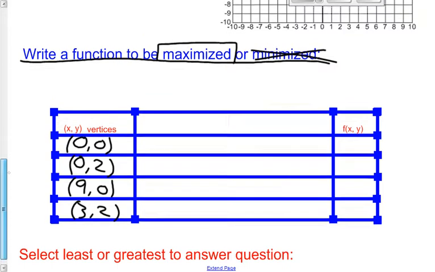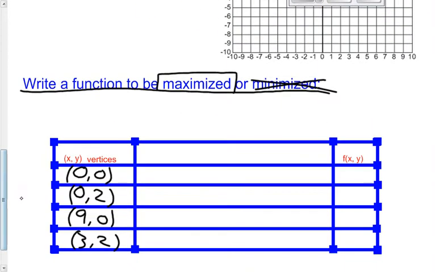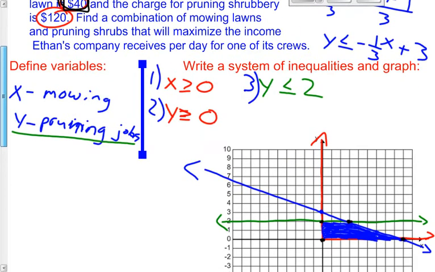So if he does 1 mowing job, he makes 40 bucks. If he does 2 mowing jobs, he makes 80, 3, 120, 4, 160. However many mowing jobs he does, let's multiply it by 40. So it is 40 times the number of mowing jobs, which our mowing variable is x.